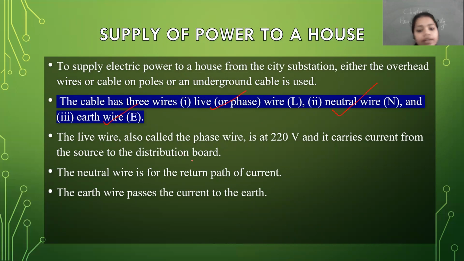Now, the live wire is also called the phase wire, and it is at 220 volt and it carries current from the source to the distribution board. So the live wire is the one which is carrying the current. Next, you have the neutral. The neutral wire is for the return path of the current. And the earth wire passes the current to the earth.